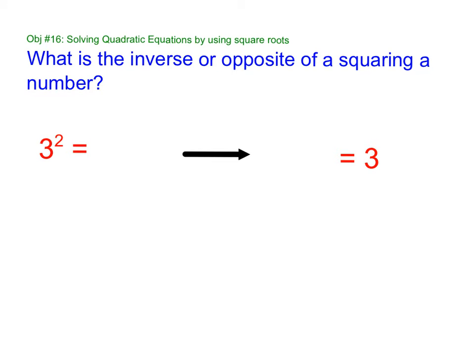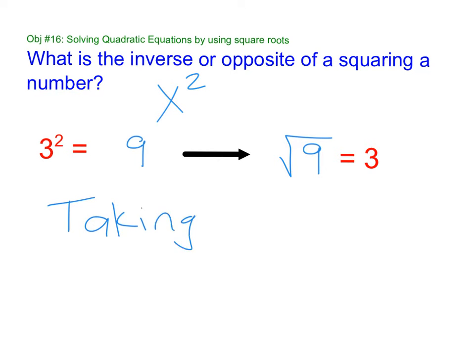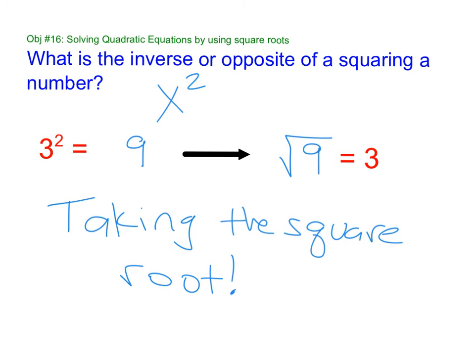All right, so now we're squaring numbers, right? We're dealing with numbers that have x squareds. So what's 3 squared? 3 squared is 9. What's the opposite of squaring something? What can I do to 9 to get back to 3? The square root. The inverse or opposite of squaring a number is taking the square root. So we're going to use this idea to solve. So instead of factoring, we're just going to use a square root to solve.